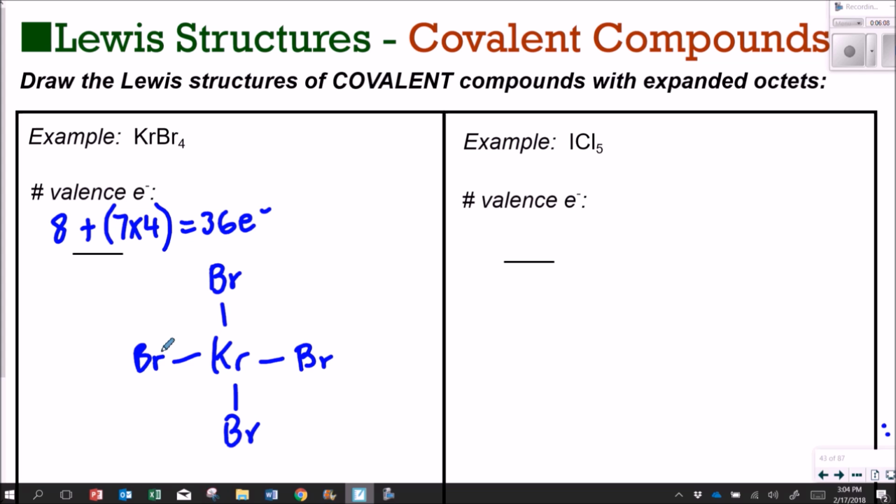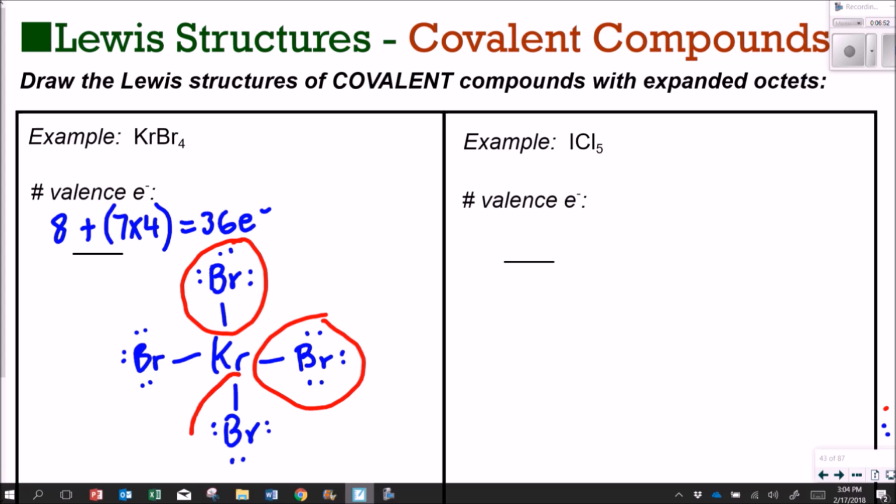We make each peripheral atom have 8 electrons. So we have 2 in the bonded area here, 3, 4, 5, 6, 7, 8. And the same thing for each bromine around the krypton. When we count how many electrons we have used out of the 36 available around each bromine atom, we find that we have 8 plus 8 is 16. Plus another 8 is 24, and the last 8 is 32.